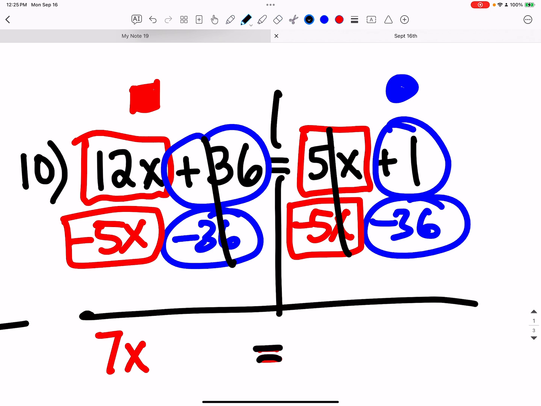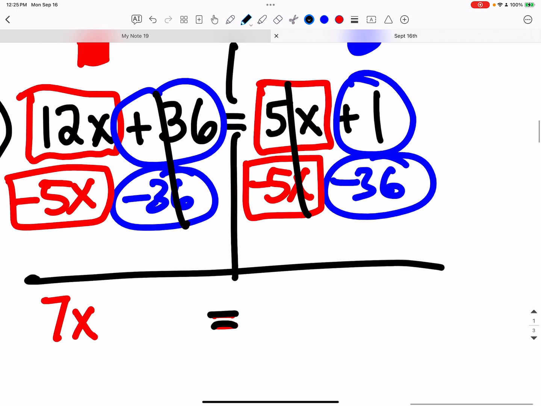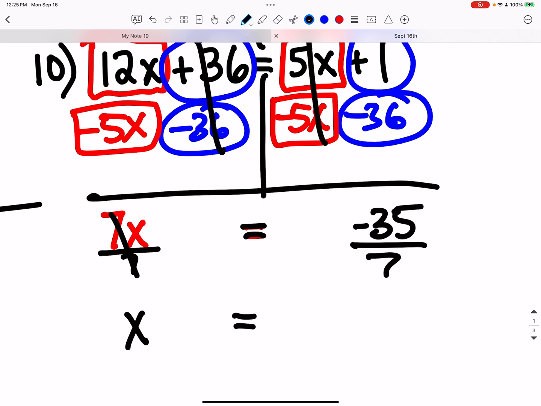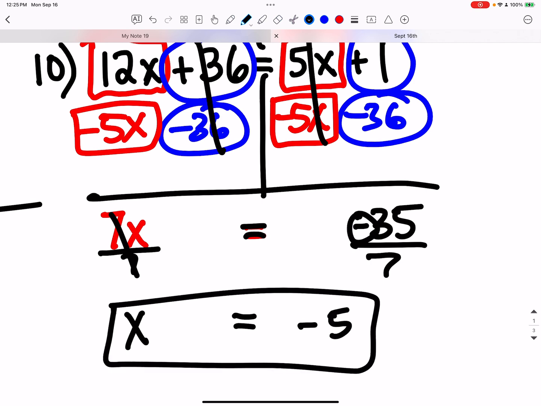All right, let's see. Positive 1 versus negative 36 is negative 30... wait, the negatives win that by 35. Let's top versus bottom the 7. X equals 35 divided by 7 is 5. Nothing killed the negative. The answer is negative 5.